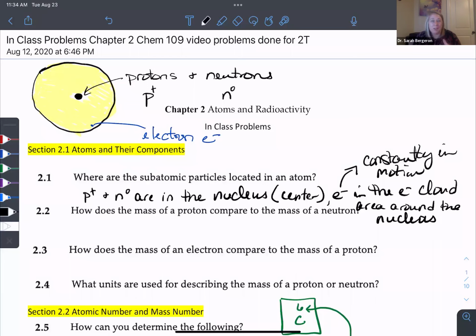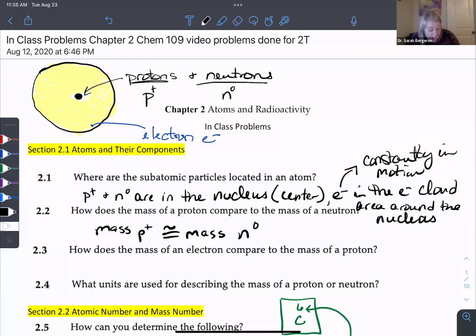Now we need to kind of talk about their properties. So how does the mass of a proton compare to the mass of a neutron? Well, both protons and neutrons are found in the nucleus. Those are our heavy particles. So the mass of a proton is approximately equal to the mass of a neutron. They're about the same. But how about that electron? How does that electron compare to either a proton or a neutron?